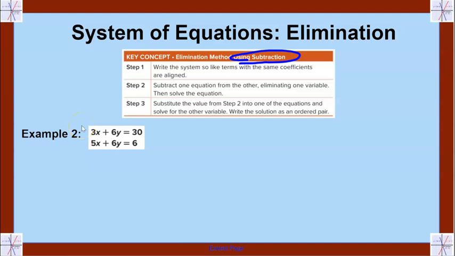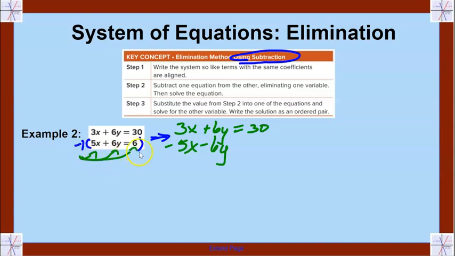So what I'm going to do is multiply this bottom one by a negative 1. And I'm going to write everything to the right here. So the top equation stays the same as 3x plus 6y equals 30. The bottom, I'm going to distribute a negative 1, which makes that negative 5x. Negative 1 times 6y is a negative 6y. And negative 1 times 6 gives us a negative 6.